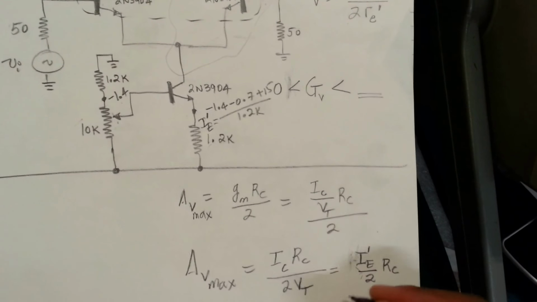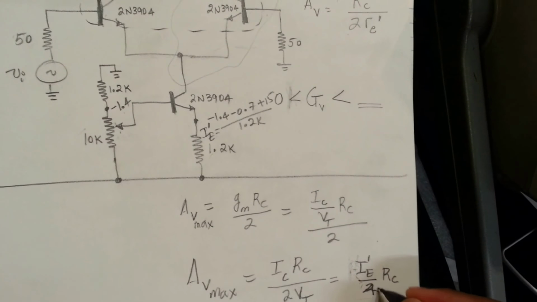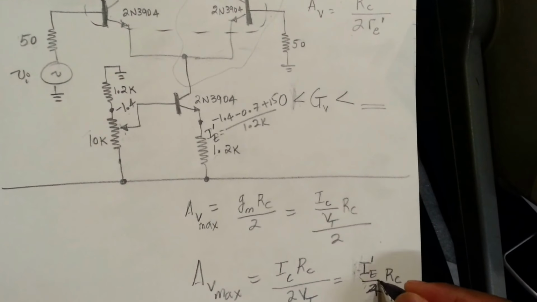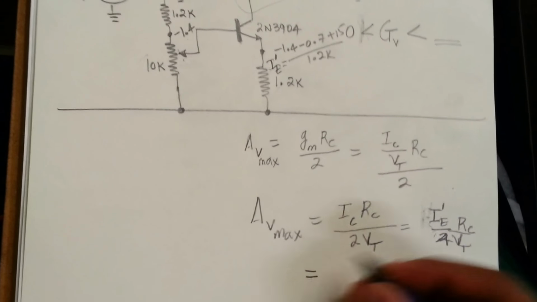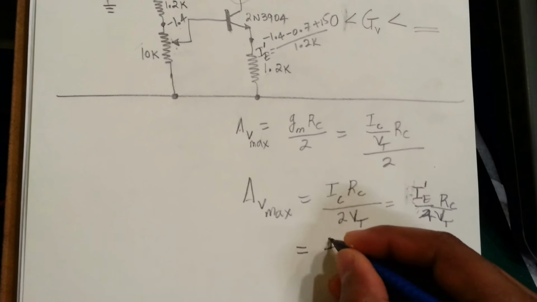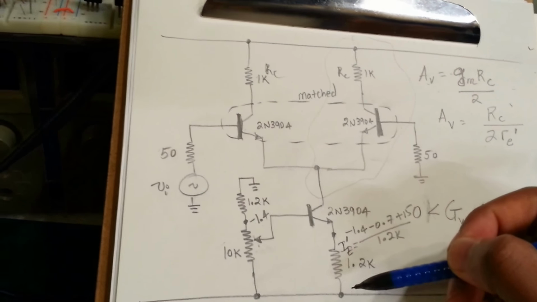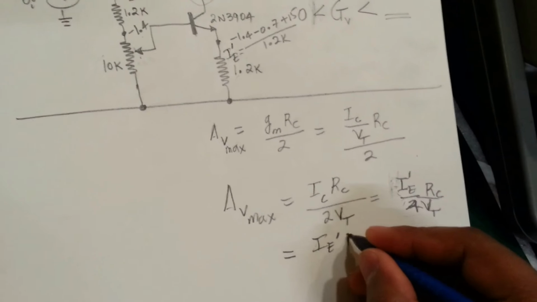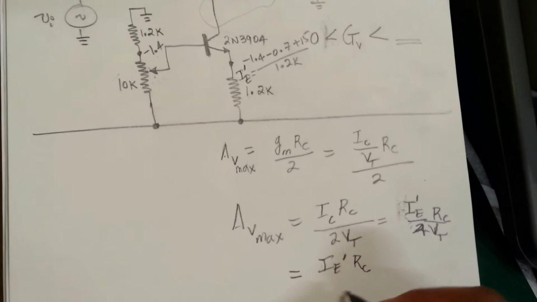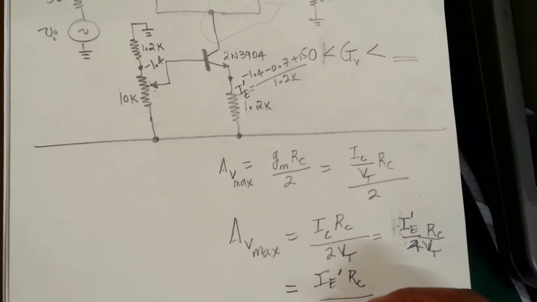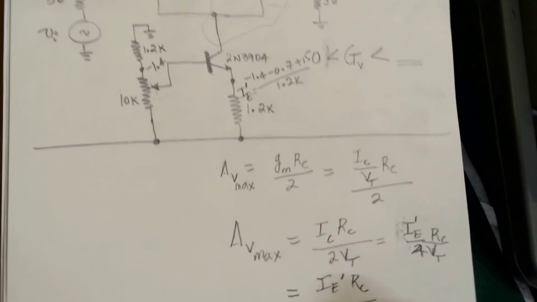RC divided by 2 VT. So this becomes 4 VT, right? So if we write this nicely here, IE prime, which is the current source current, multiplied by RC, I'm giving you the overall gain, 4 VT. That's what it's going to be.